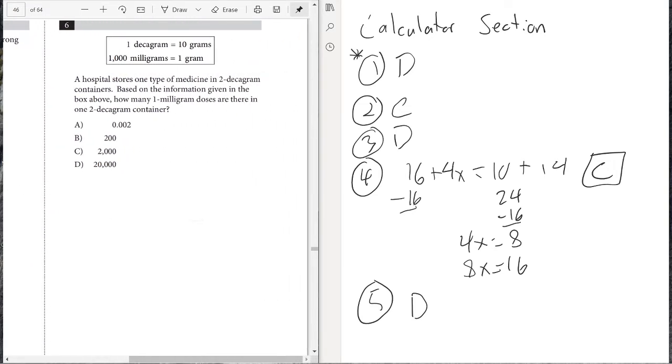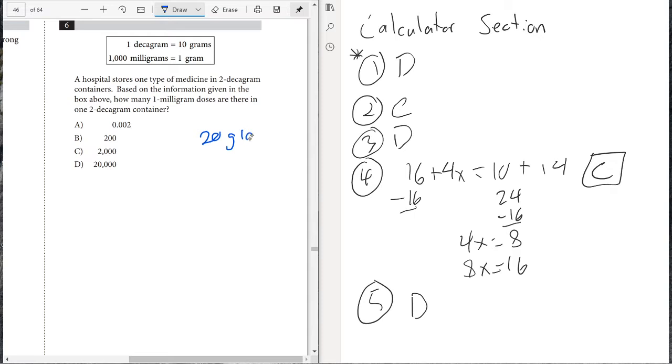Number 6. One decagram is 10 grams, and 1,000 milligrams is a gram. Oh, cool. A hospital stores one type of medicine in 2 decagram containers. How many 1 milligram doses are there in one 2 decagram container? This is really confusing. All right, so one type of medicine in a 2 decagram container, which is 20 grams.